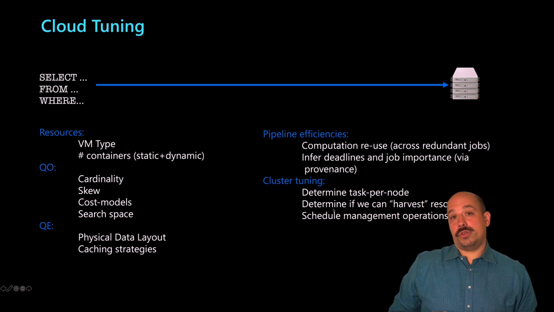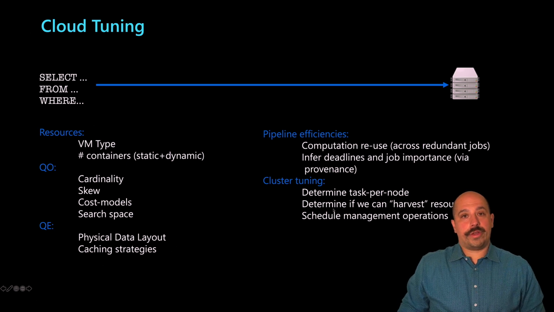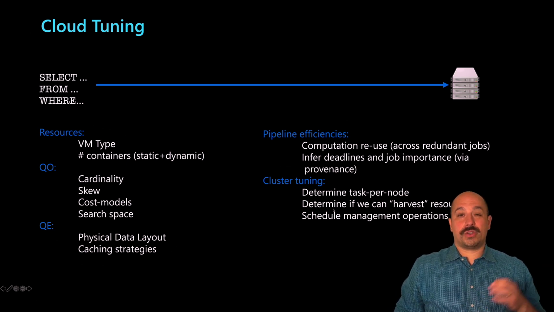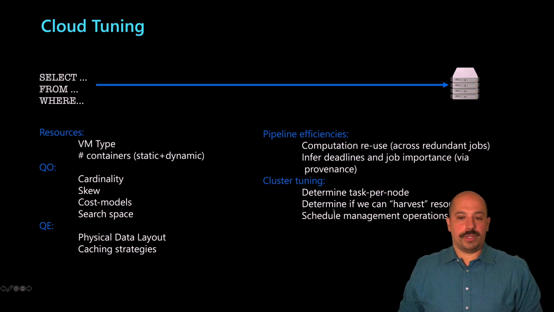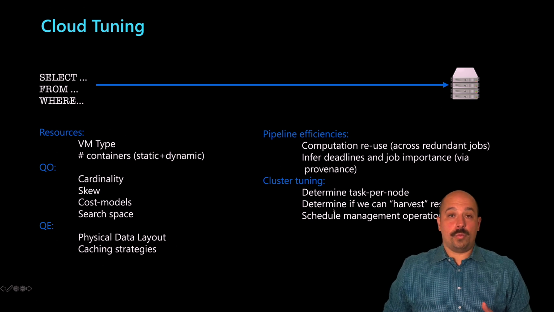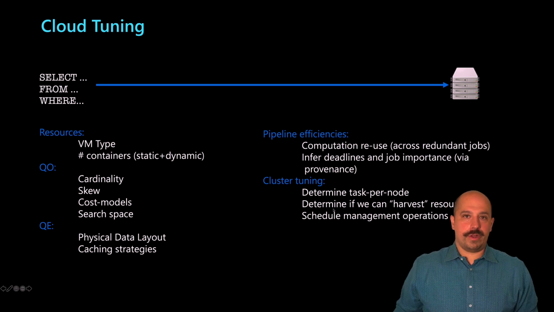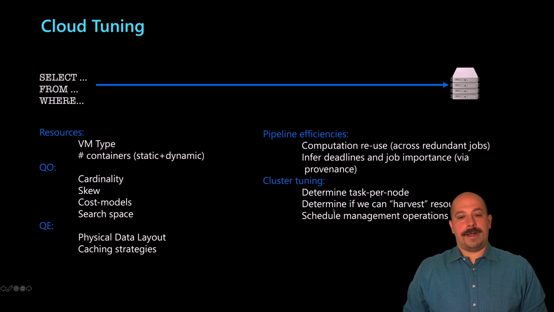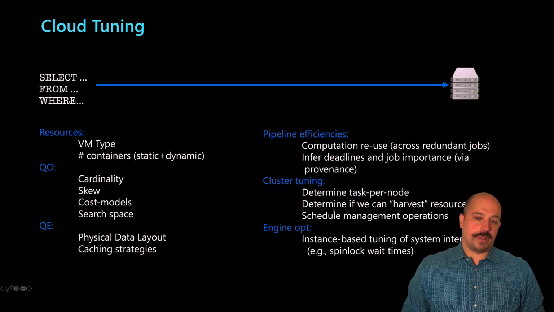Similarly, we can decide to harvest resources. If your tasks are reasonably short-lived, we could probably scavenge resources from a machine that is currently not fully utilized, right? Versus dedicating resources just for this computation. We also need to decide when to schedule management operations, right? We decide when your backups are going to run. We don't want to run a backup in the middle of an important query, otherwise the query will run slow. So this is all just a few examples of what happens in the cluster tuning space.